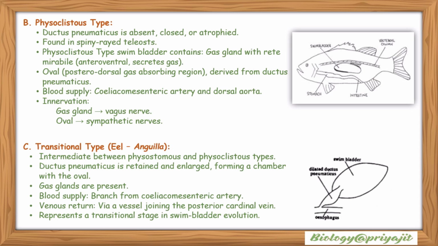Now let's study the transitional type which is found in the eel or Anguilla fish. It is the intermediate type between the Physostomus and Physoclistus types. Ductus pneumaticus is retained here and it becomes enlarged, forming a chamber with the oval. Gas glands are present in this type. Blood supply is from the coeliaco-mesenteric artery, via a vessel joining the posterior cardinal vein, that is venous return, and it represents a transitional stage in swim bladder evolution.